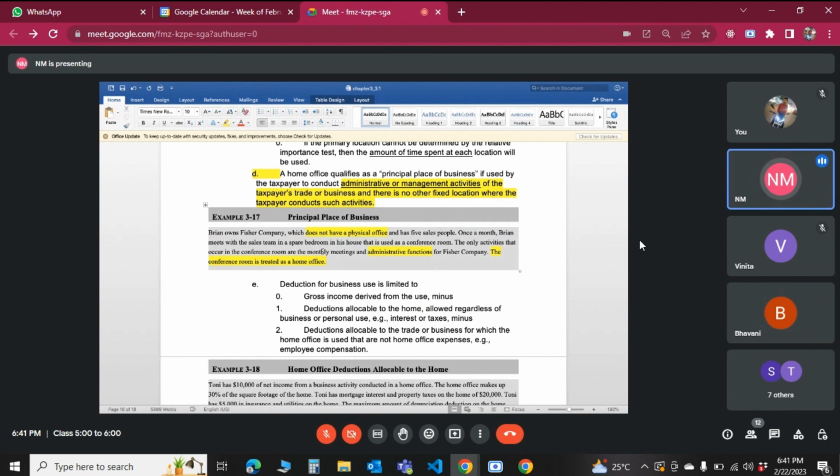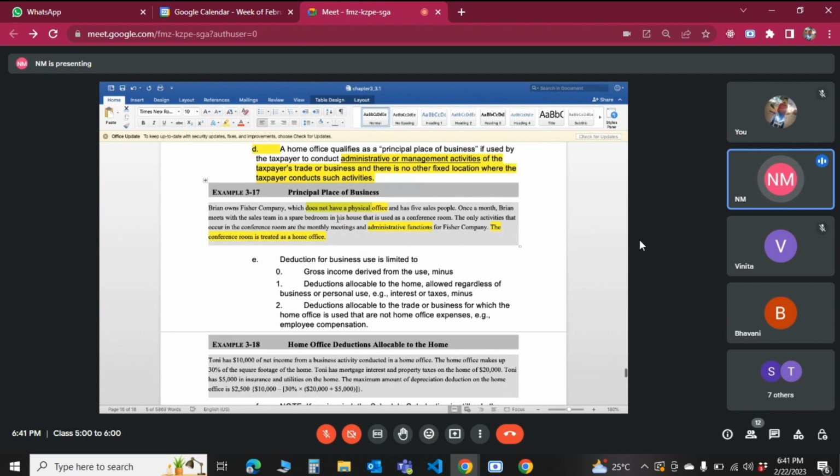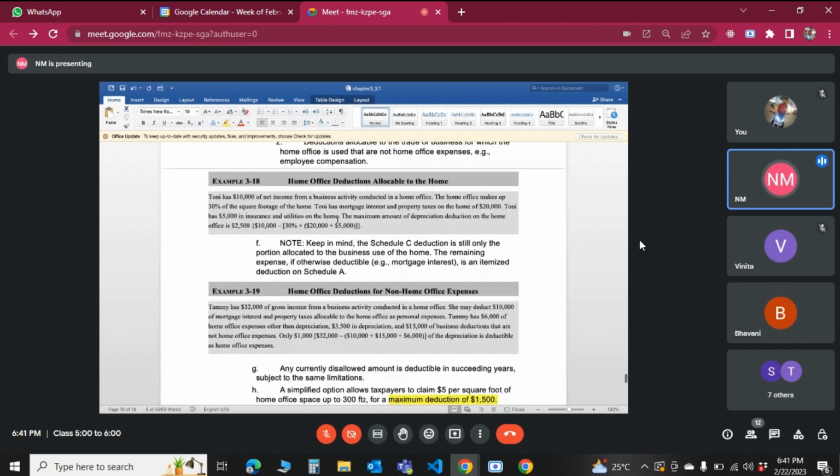Yeah, so the big point is there is no other office the company has. Everybody is probably working remotely or there are salespeople who are always in the field. They need a place to meet, maybe just once a month or maybe 3 or 4 times a month. So that can be taken as a principal place of business. So one room in his house can be taken, and accordingly the expenses related to that room can be taken as home office expense. Okay.